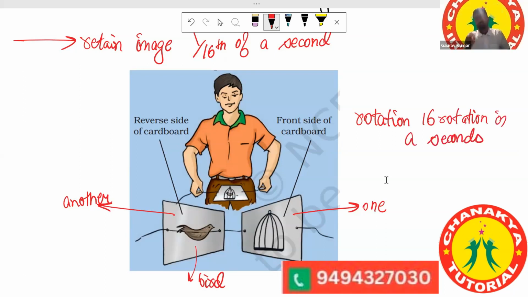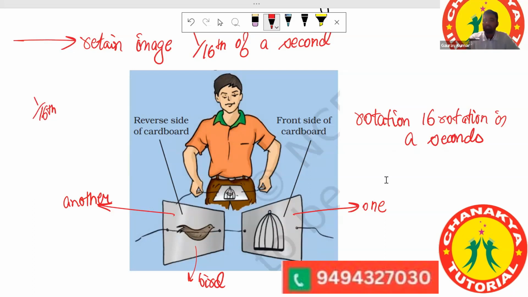If someone rotates it more than 16 times in a second, what will happen? The eye will see both as a single image, the cage and the bird together. Why is this happening? Because the image is present in the retina for 1/16th of a second. That means for 1/16th of a second, the image will stay there.